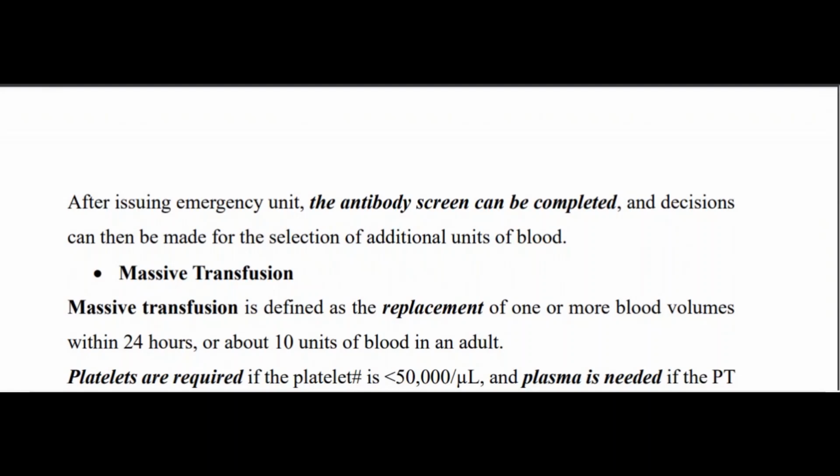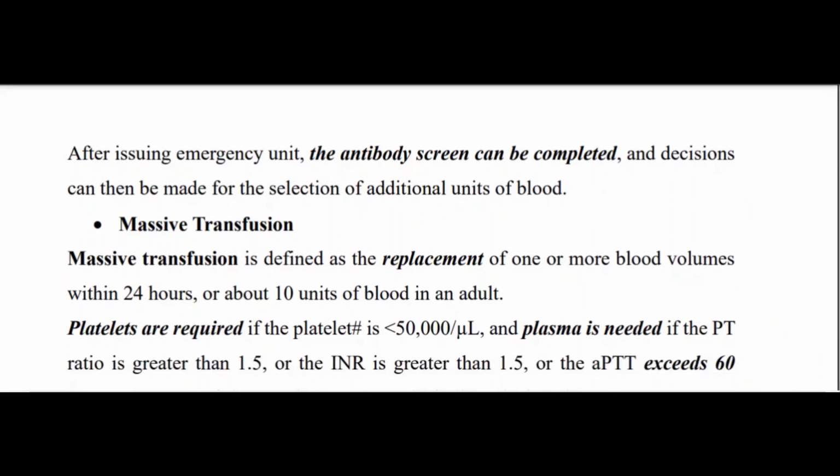So after giving the emergency units, what you can do is proceed with the antibody screening, and then a decision can be made for selection of additional units of blood. So for example, if you have been giving Rh negative blood to a female of childbearing age, or Rh positive blood to Rh negative men and Rh negative post-menopausal women, we can then proceed with the antibody screening and of course ABO Rh typing. Then we can properly select which units we are going to transfuse.